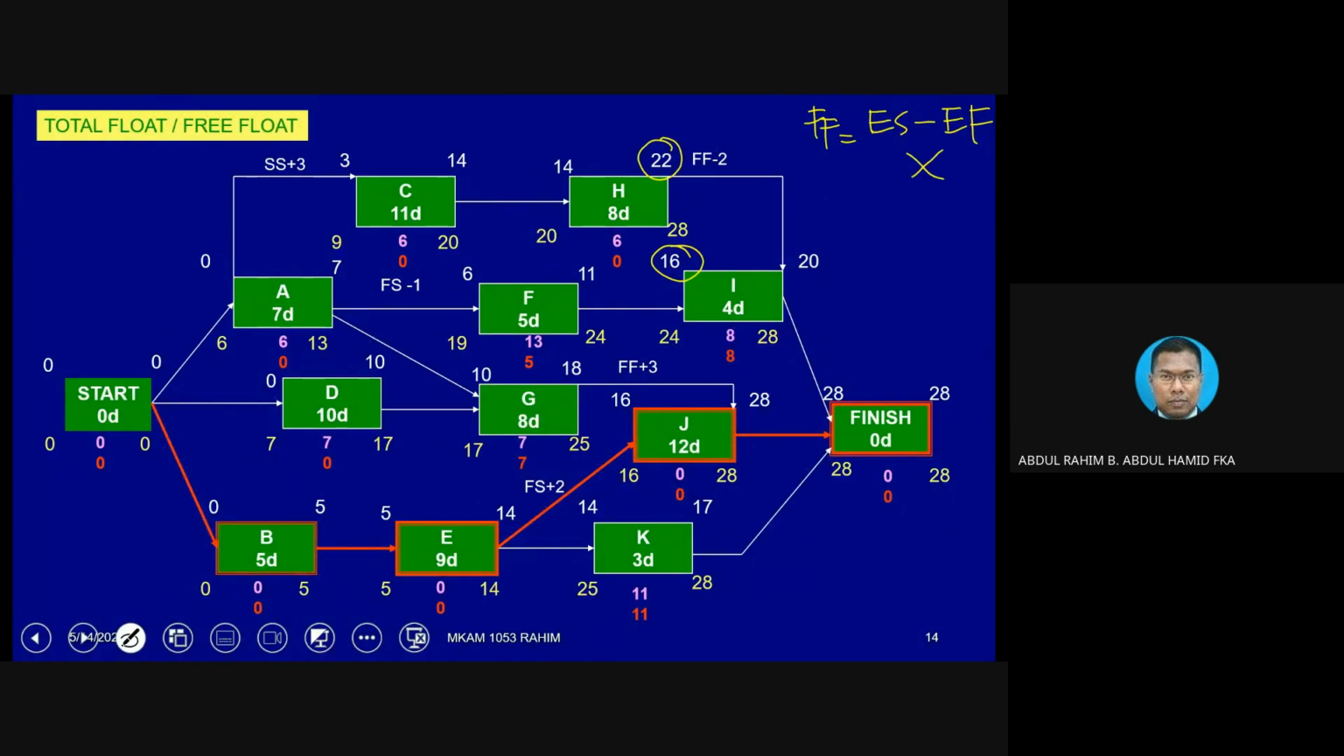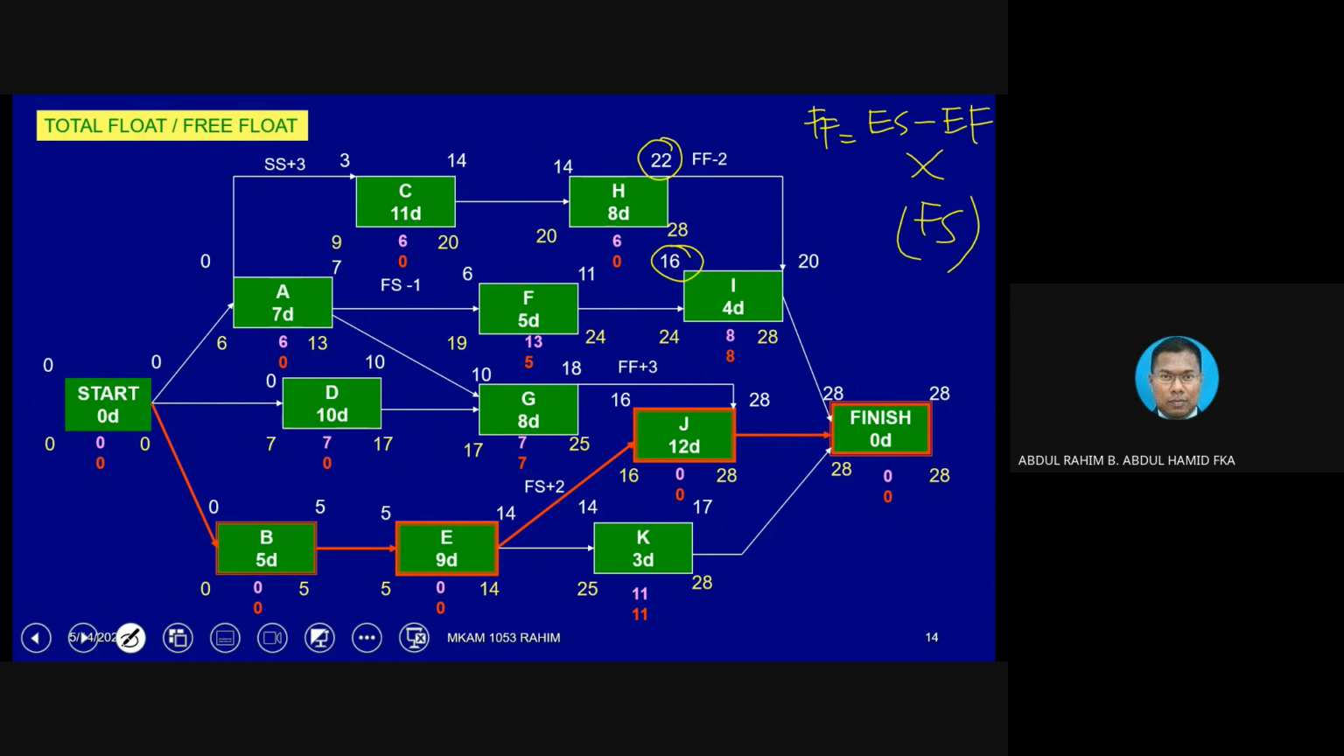In the case of a different type of relationship, if it is finish to start, then of course this formula works fantastically. But not all relationships have that kind of finish to start relationship. In this case, H and I. But then how do we calculate free float? Again, we can still calculate free float using the concept of where the value comes from in the relationship.